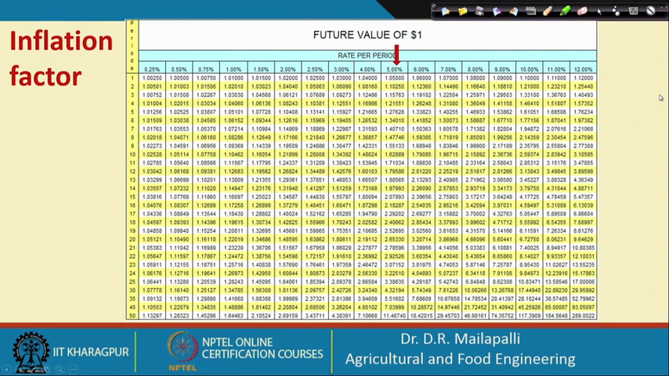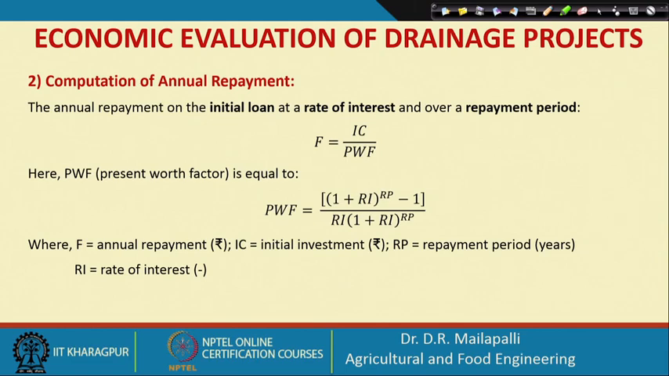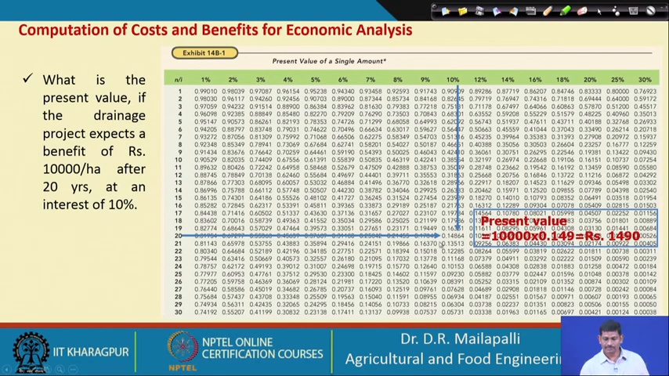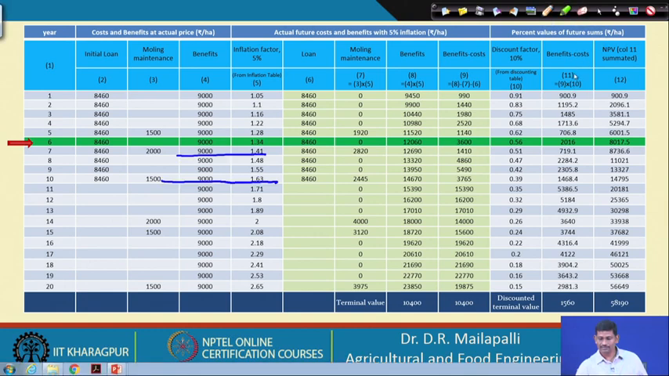Let me see whether I have the table here, but previously I was showing you this one. So, from this table, 10% and 20 years, the whole column will be taken and incorporated in column number 10. Okay. So, with the discounting factor, now we can bring back to the present value. Benefits minus cost, that means column number 11, will be equal to the discounting factor multiplied by benefits minus cost. So, this is the present value.